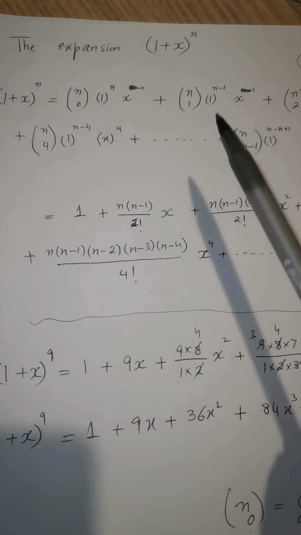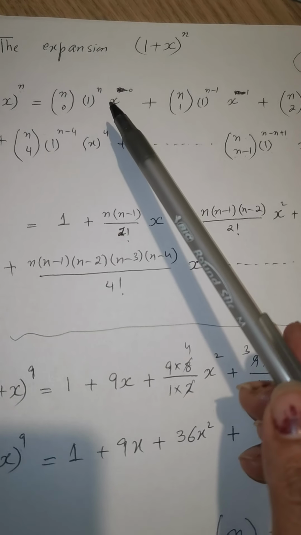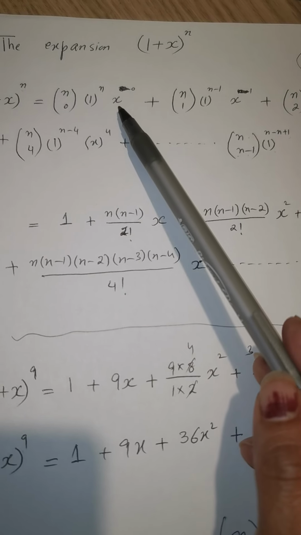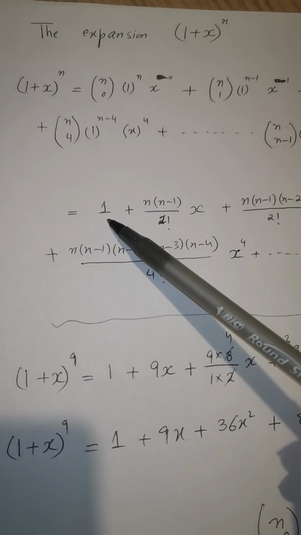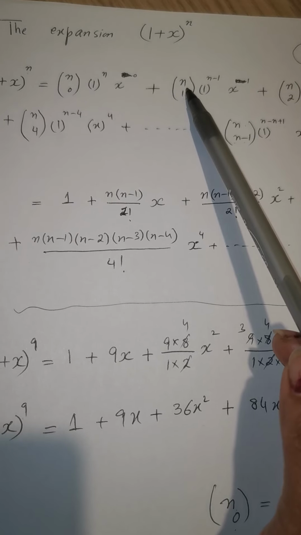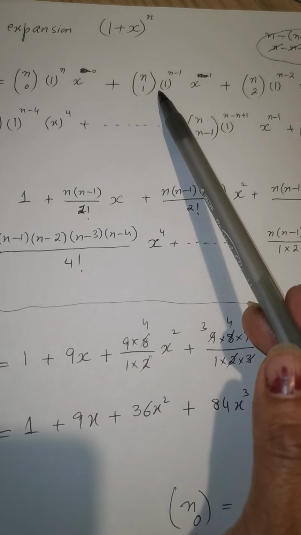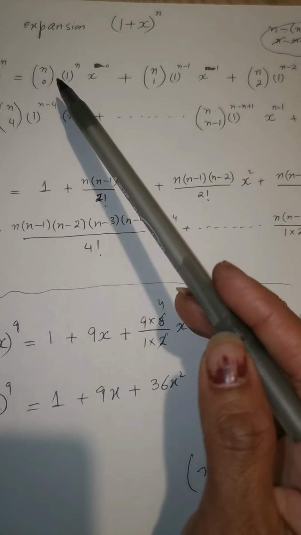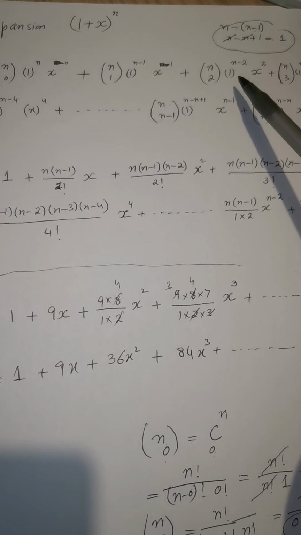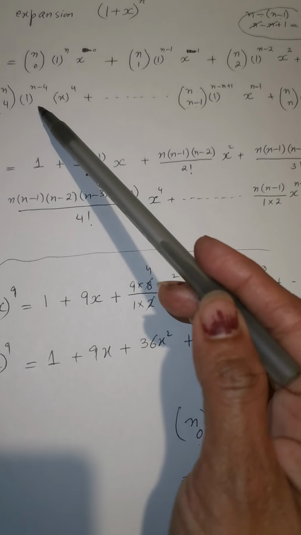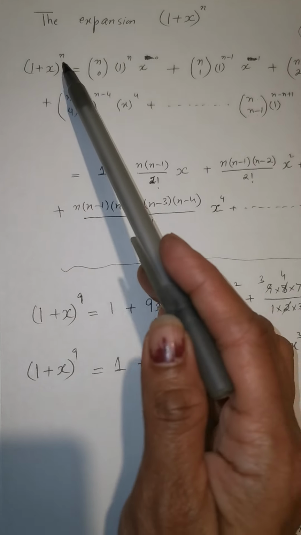In the next step, I have just put the value of nC0 as 1. I have told you 1 power anything, the answer will be 1. And you know x power 0, its answer is also 1. So all these things will give you the answer 1 for the first term. And the second term you will find is n multiplied by n minus 1 divided by 1 factorial, which is written here, and 1 power n minus 1, again it is 1, and x power 1. Now you can see from the first term the power of x starts from 0 and keeps increasing: x power 1, x power 2, x power 3, x power 4, going to x power n minus 1, and it ends in x power n, which is our whole power, right?